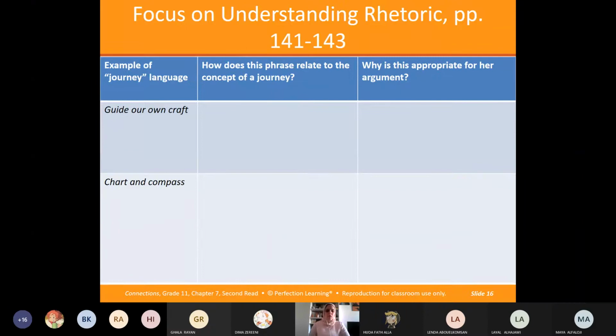Here, guide our own craft. Example of journey language, because she used traveling and a journey to strengthen her argument. Guide our own craft. Who will guide your own craft? Craft is like a plane or any way of traveling. How is it related to a journey? You should guide your own journey. Yes, in a journey, if we are in a journey, who guides our own craft? The guide, or the captain, right? Yes.